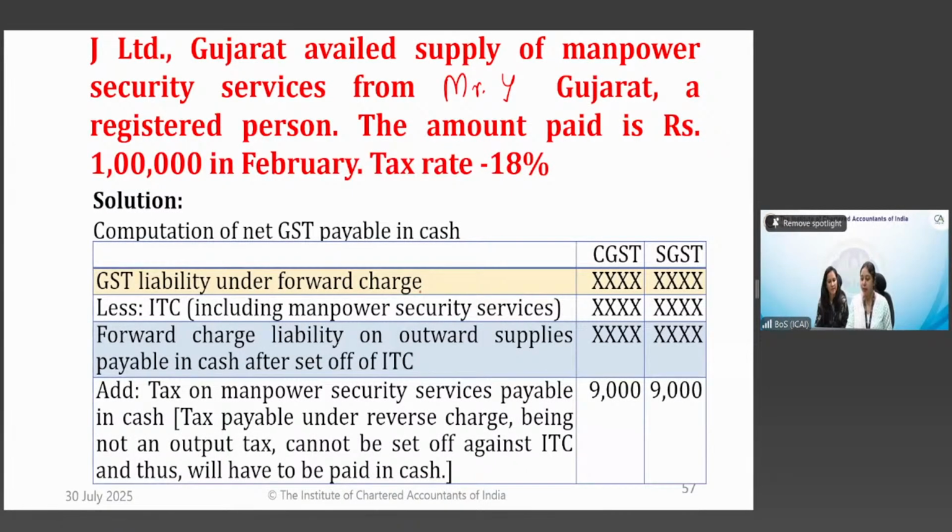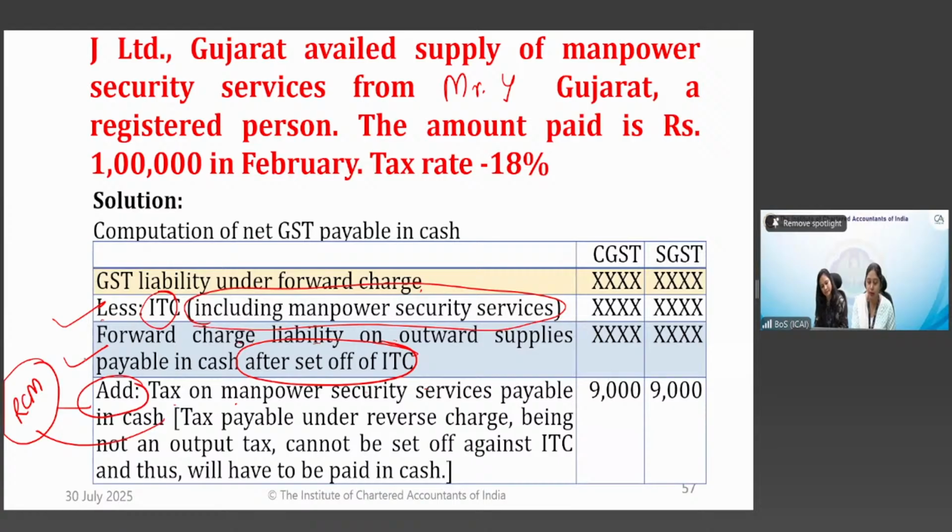आपने GST लाइबिलिटी फॉरवर्ड चार्ज के लिए उसमें ITC लिया और उस ITC में आपने मैन पावर सिक्योरिटीज का ITC इंक्लूड कर लिया. So this is the correct treatment. Then that will be forward charge liability and outward supplies after set off of ITC आपको मिल जाएगा. In that you have to add the tax which you have to pay on manpower security services under reverse charge. तो ये जो आपने RCM liability है ये separately add करनी है, and this cannot be used, ITC cannot be used for its payment. No, ITC can only be used for payment of the output tax.